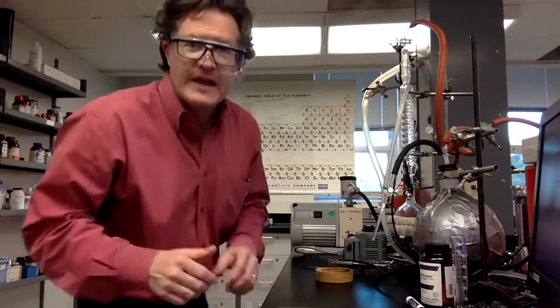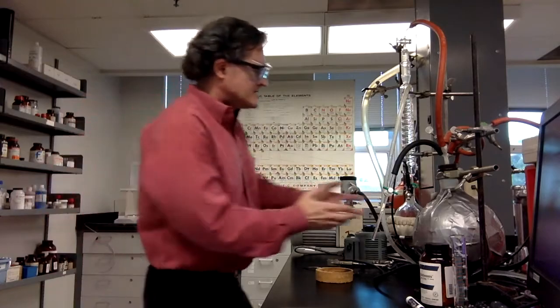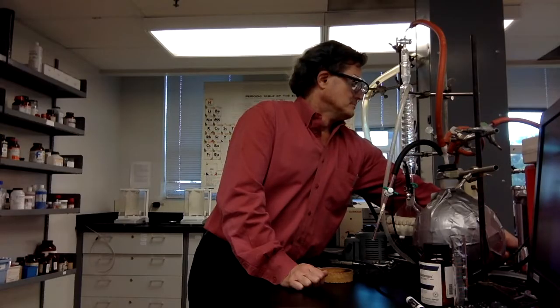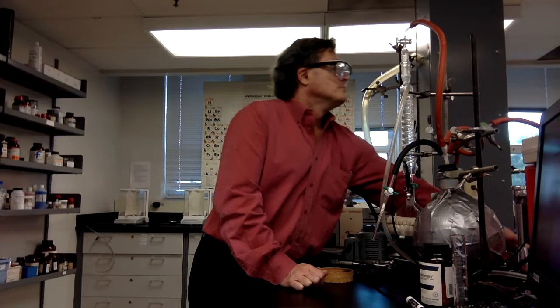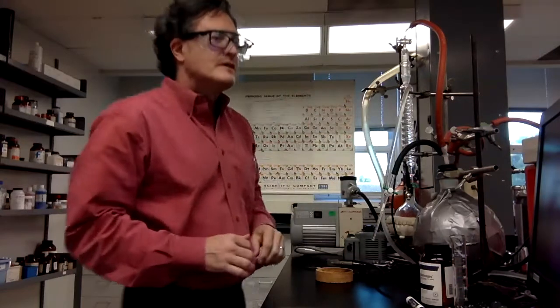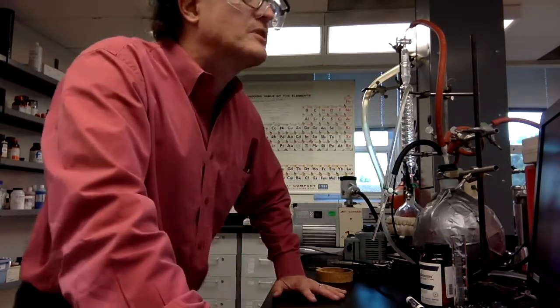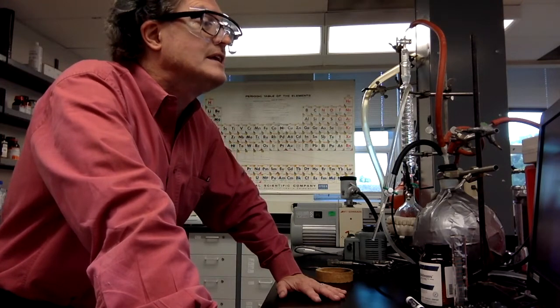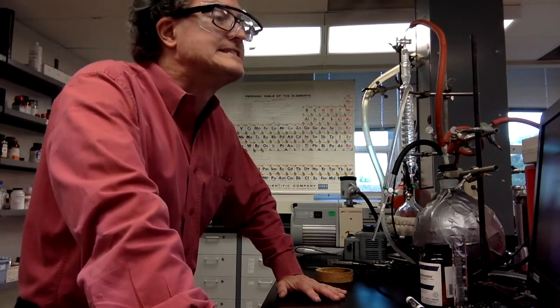Okay, so now what we want to do is start heating the heating mantle, run some liquid through here, turn that on, boom. Okay, water coming in the bottom, going up through the top, coming out there. We've got that running. We want to adjust the pressure to 20 kilopascal. Then we're going to start heating it until it's boiling steadily.